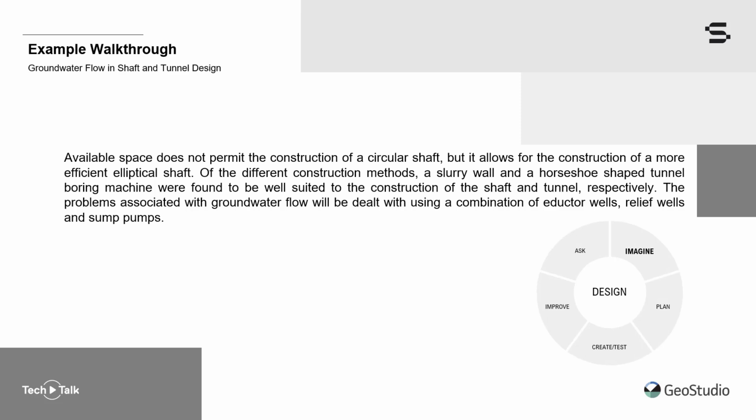Now that we've defined the problem, we can brainstorm solutions and research ideas. In this case, the available space does not permit the construction of a circular shaft in which supports are in ring compression, but it does allow for the construction of a more efficient, space-saving elliptical shaft. Of the different construction methods, a slurry wall was found to be best suited for dealing with the groundwater conditions in the depth of construction, while a horseshoe-shaped tunnel boring machine, or TBM, was found to be well suited to the construction of the tunnel.